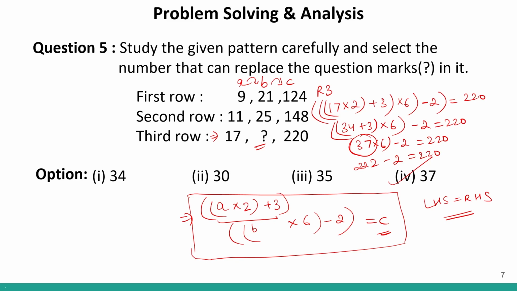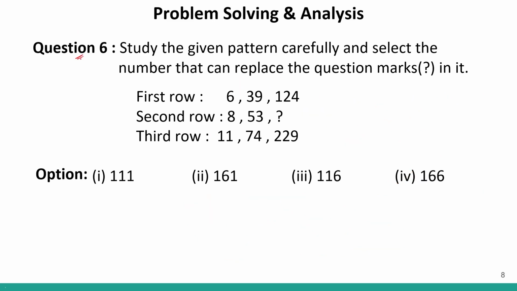Now, let us move on to the next question, question number 6. So question number 6 is over here, a 3 by 3 grid with 6, 39 and 124. Over here, I can see that this number is significantly bigger than this number, and then this number is significantly bigger than the previous number. So my thought is that maybe we are following the same pattern that we did in the previous question. So let us check.